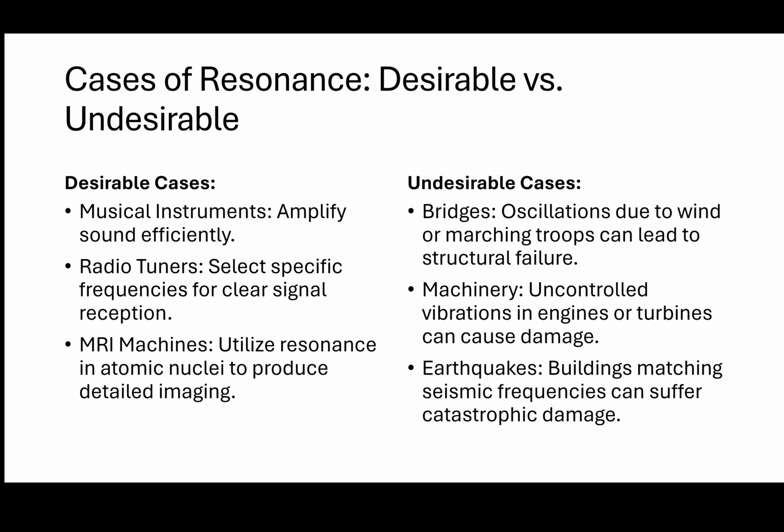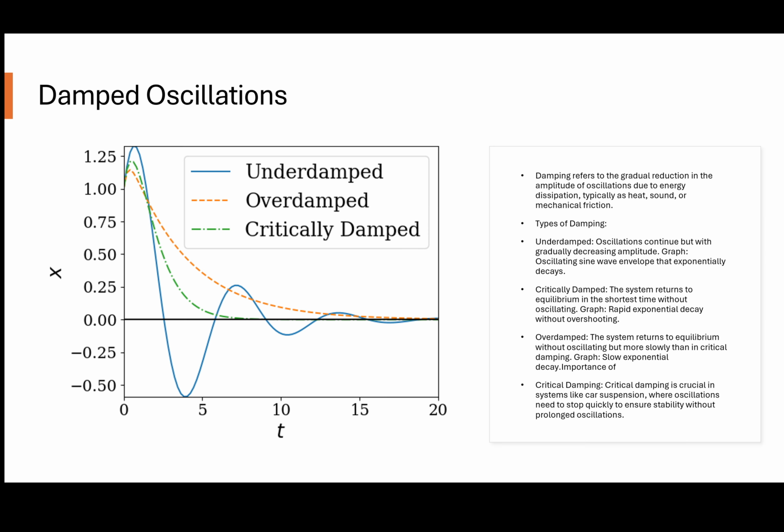And then we have something called damping. Damping refers to the gradual reduction in the amplitude of oscillations. So we're trying to reduce the amplitude of oscillations and dissipate the energy as either heat, sound, or mechanical friction. We have an oscillation and we're trying to stop the oscillation, or we can increase the oscillation. We have three types of damping: under damping, critically damping, and over damping. Three types, my bad.